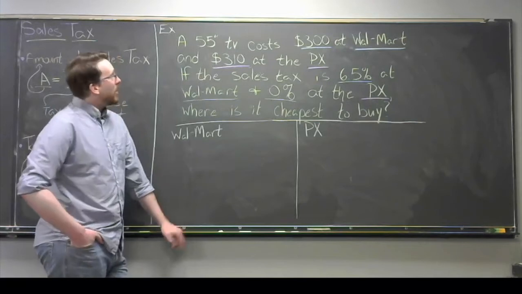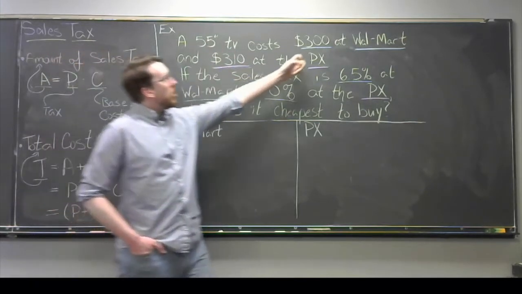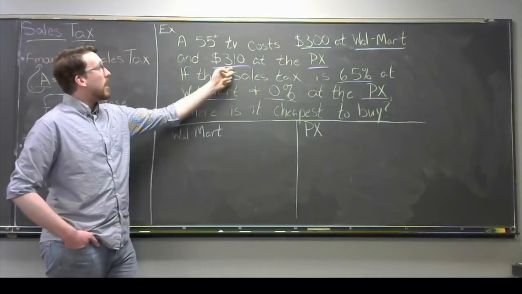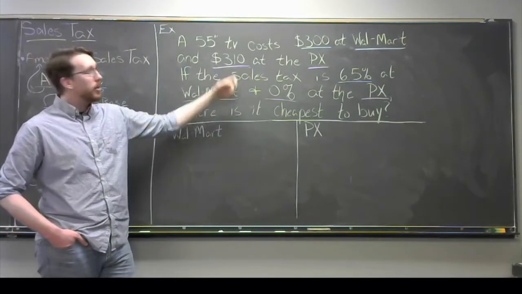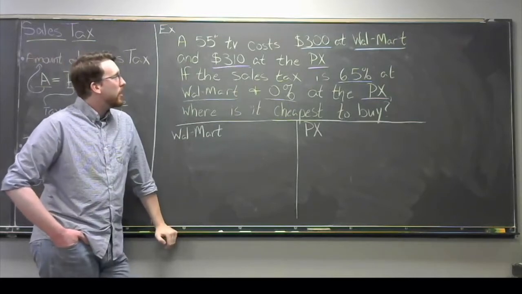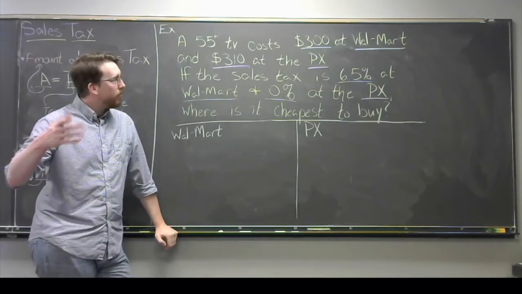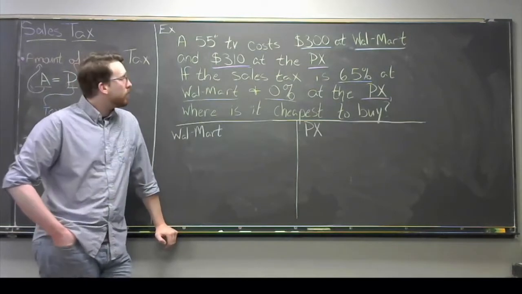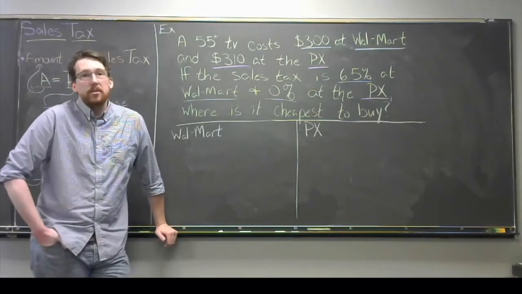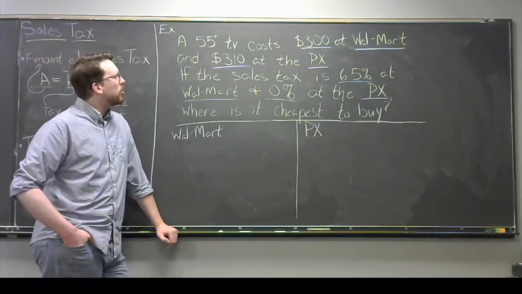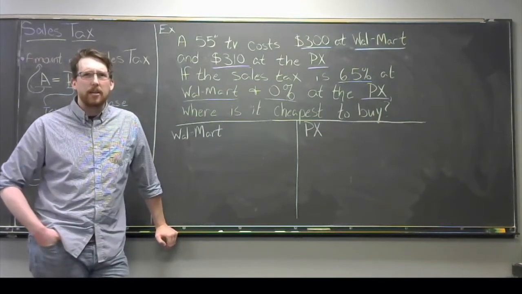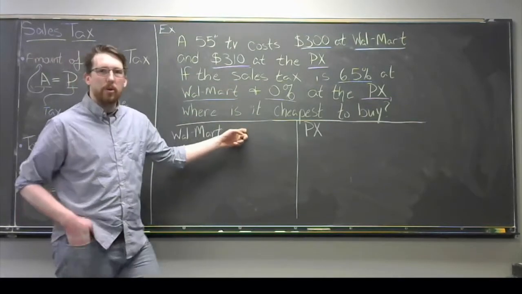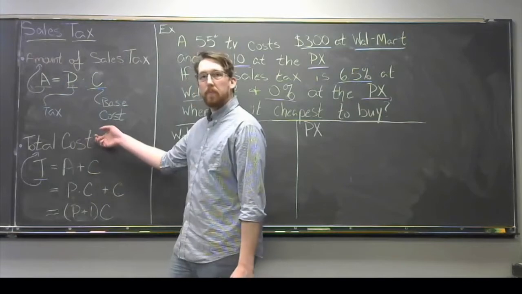So, we've got this 55-inch TV, and it's $300 at Walmart. Or we can get it at the PX for $310. The catch is, though, Walmart has a sales tax of 6.5%, and the PX, like I said, has no sales tax. So which one's cheaper to buy the TV at? And that means we're going to have to go all the way through and find the total cost, right?